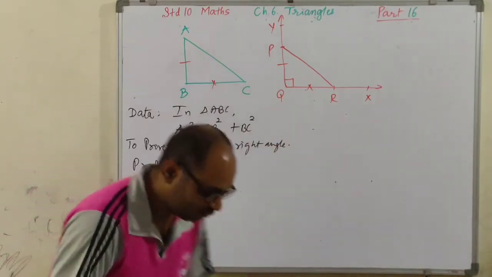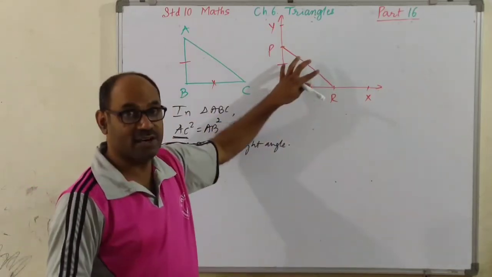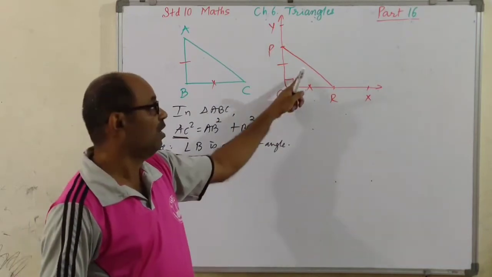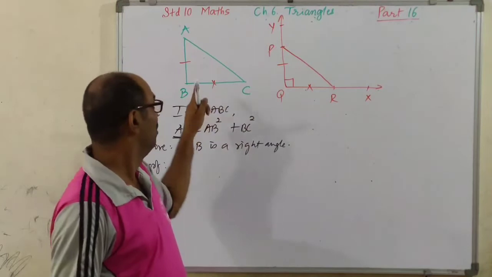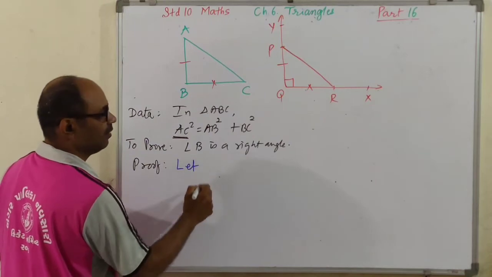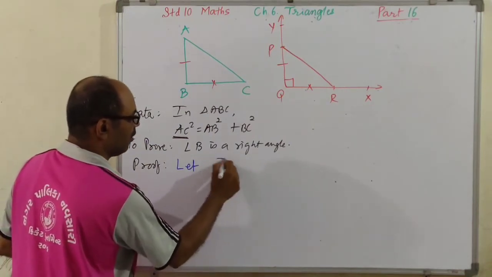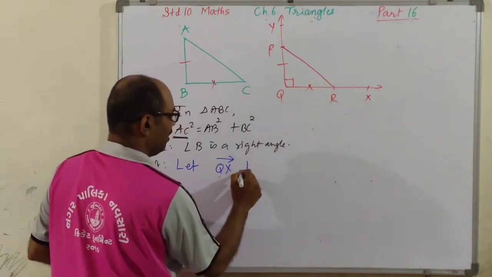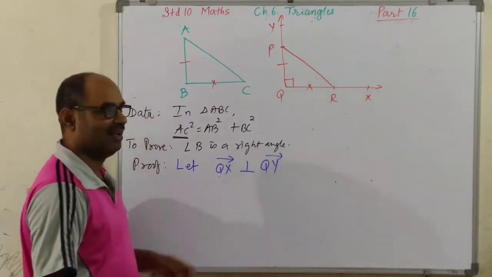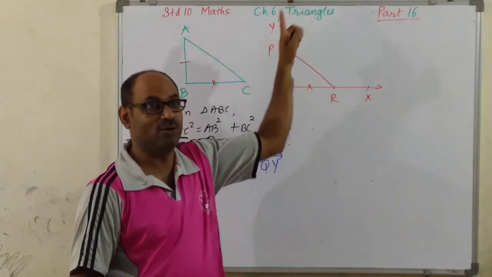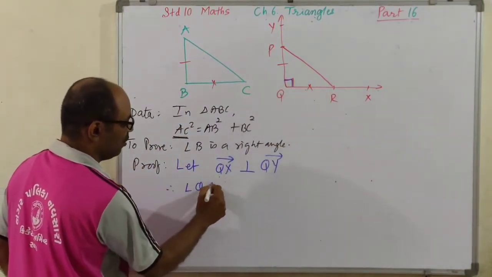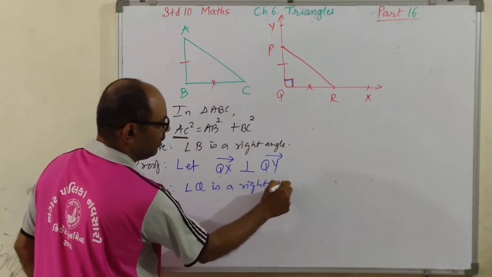How do we start the proof? By constructing triangle PQR, which is a right-angled triangle. And then we will prove the red triangle is congruent to the green triangle. So for that, let ray QX be perpendicular to ray QY. I'm taking ray QX perpendicular to ray QY. Perpendicular means this is a right angle. Therefore, angle Q is a right angle.